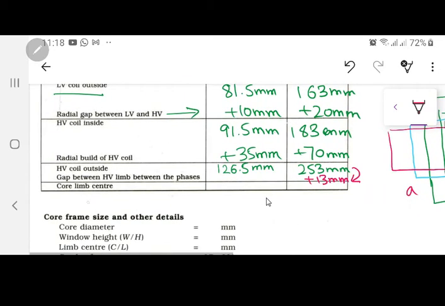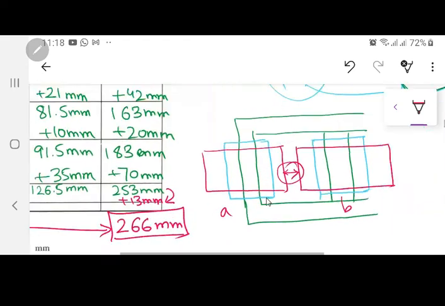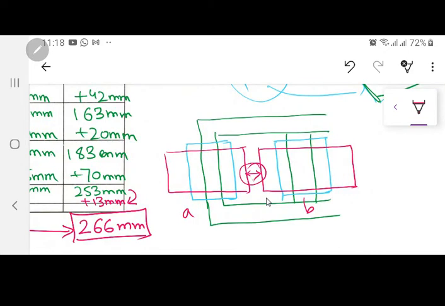So the core limb center becomes equal to 266 mm over here. Now what is this core limb center? What is this distance? This is the distance between this center and this center. So this is equal to 266 mm.